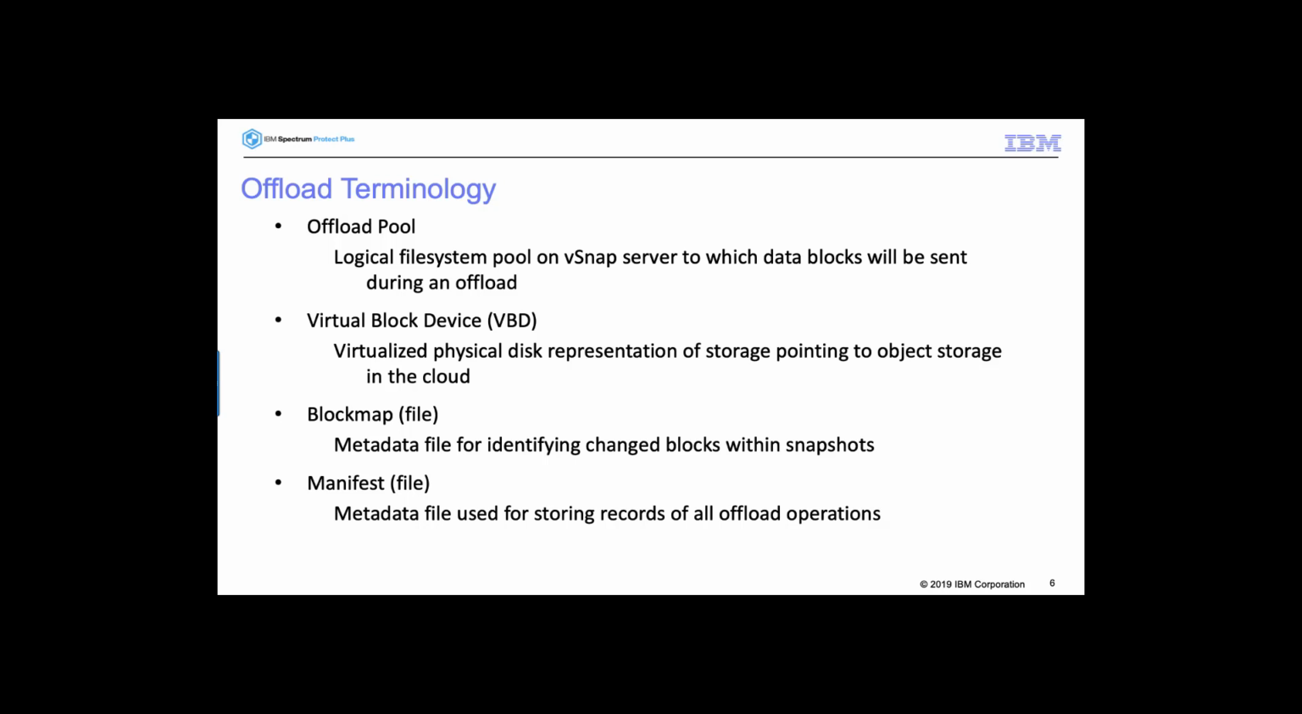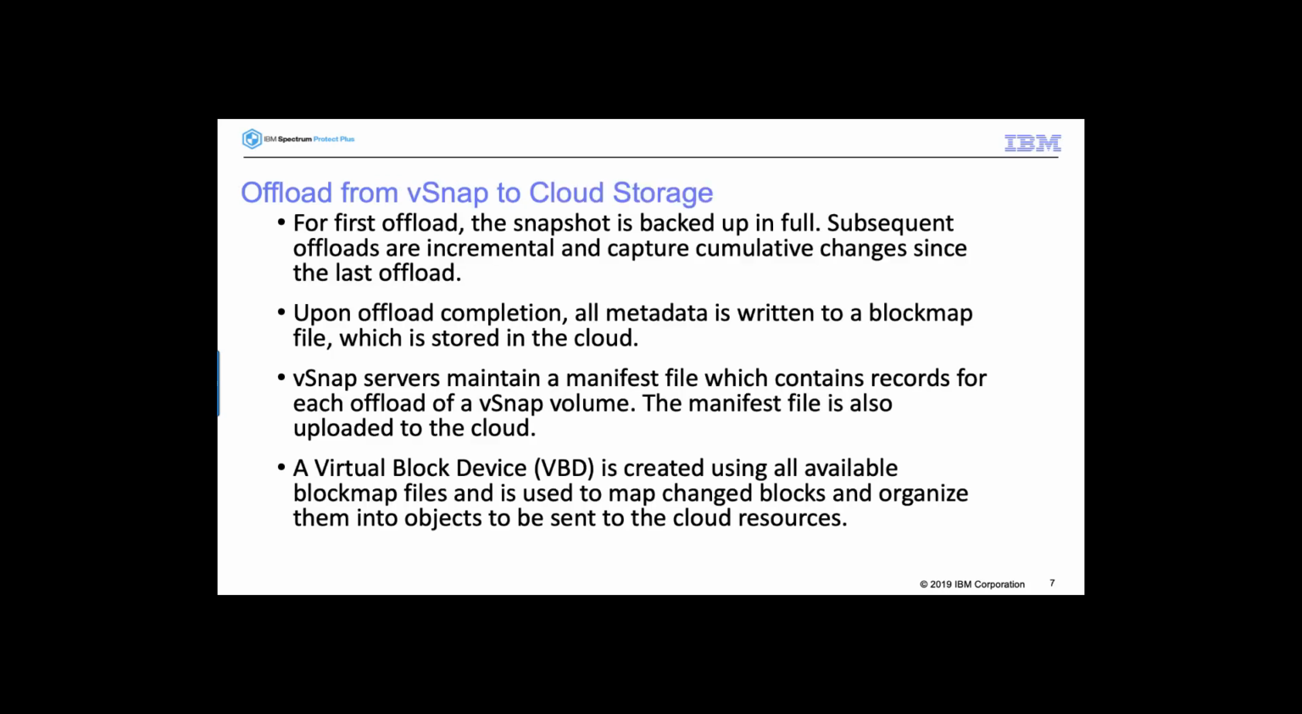Finally, there's a couple files that are used to manage the offload. First, there's this block map file, which is the metadata for identifying the change blocks within the snapshots that allows us to do the incremental offloads. And also this manifest file, which is the metadata file used for storing records of all the offloaded operations.